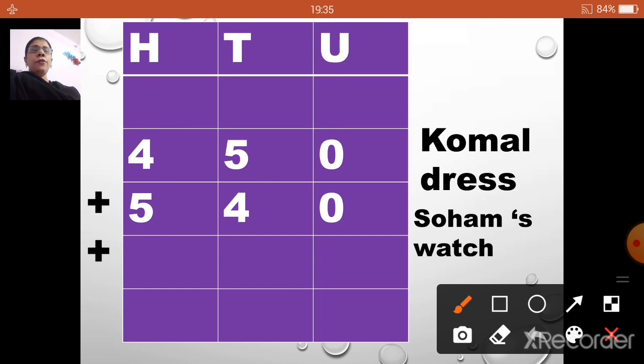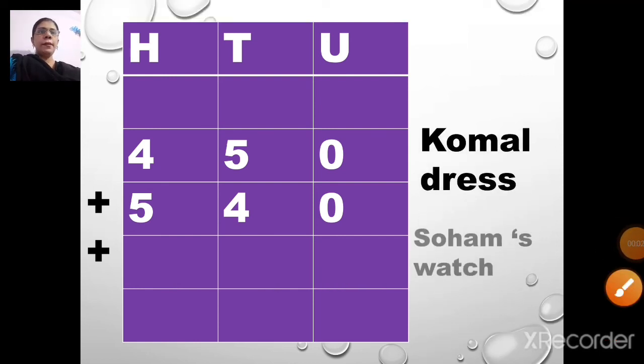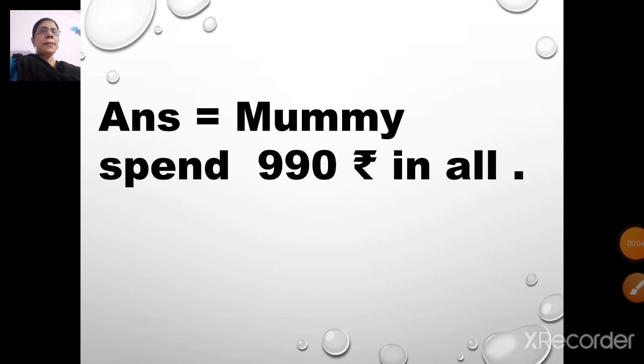Now we will start adding. So 0 plus 0 will be 0. That is units with units. 5 plus 4 will be 6, 7, 8, 9. So no carryover, okay? Only the number 9. And 4 plus 5 is how much? 9. So what answer do you get? 990. So what answer, children, do we get? Mummy spent 990 rupees in all. What answer are you going to write? Mummy spent 990 rupees in all.